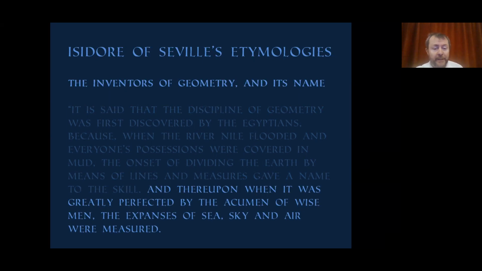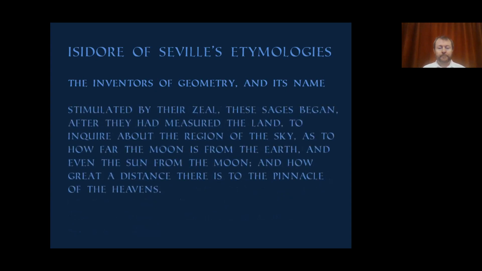And thereupon, when it was greatly perfected by the acumen of wise men, the expanses of sea, sky, and air were measured. Stimulated by their zeal, these sages began, after they had measured the land, to inquire about the region of the sky, as to how far the moon is from the earth, and even the sun from the moon, and how great a distance there is to the pinnacle of the heavens.